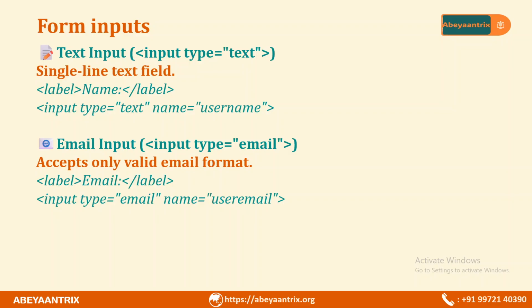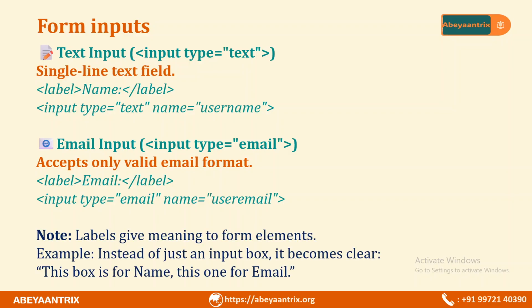So this is the email input, and in the same way a text input box will check what you enter. Why are we using the label, you understood, right? The label is important for giving meaning to form elements. Otherwise, with just an input box, the user cannot understand what input we need them to enter. The box is for name and this one is for email, and that has to be understood. So for that reason we are giving the label. Now you have understood about text input and email input, right?